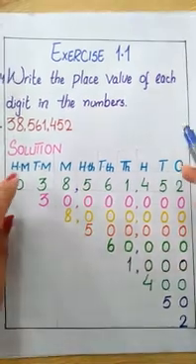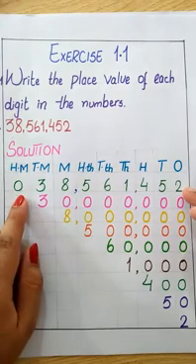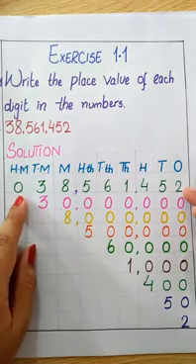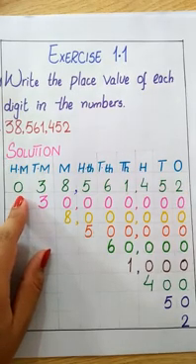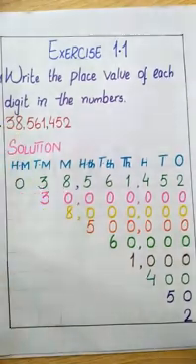Okay, this is the place values and the numbers, but this is not the complete question. The demand of the question is: write the place value of each digit. Each digit के आपने place values बतानी है. So we start from the first number. This is our first number.